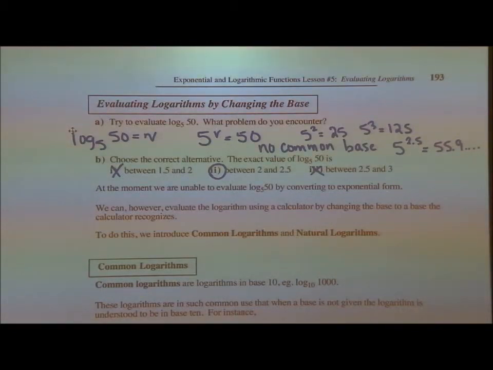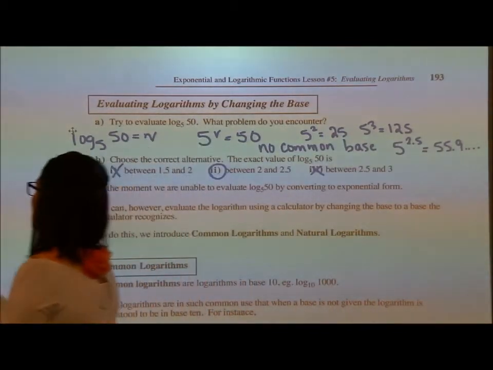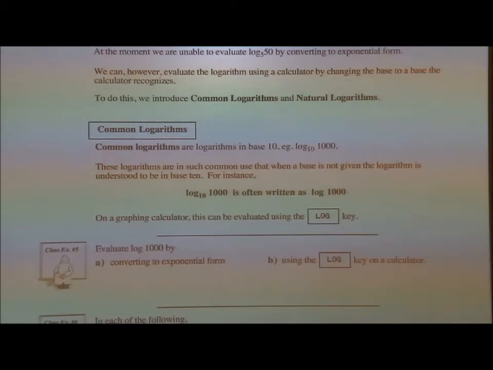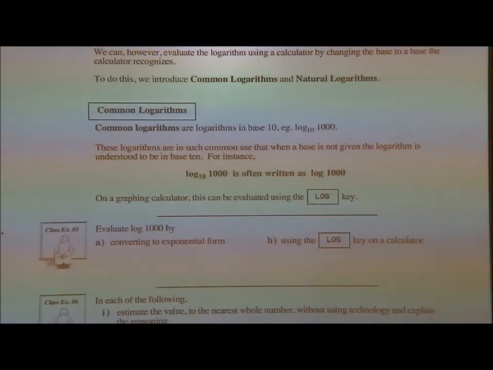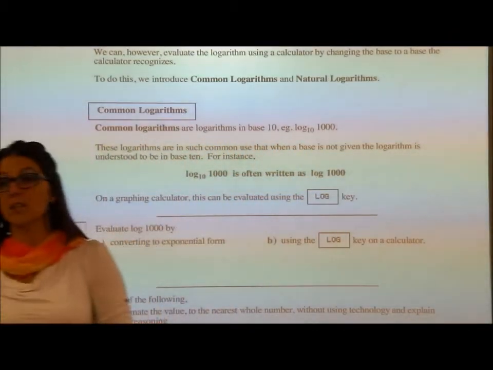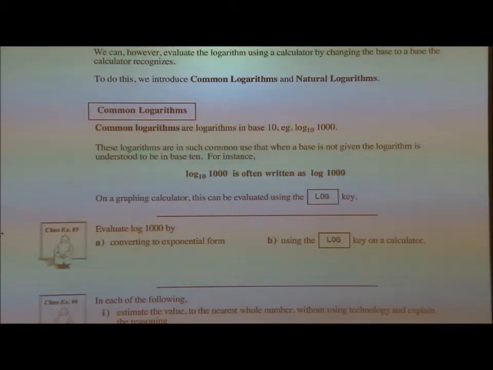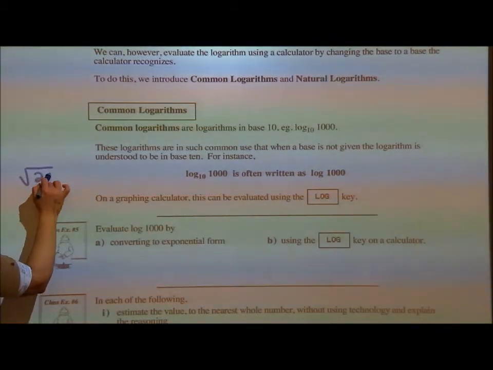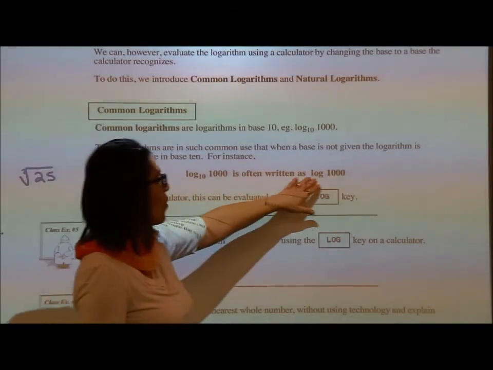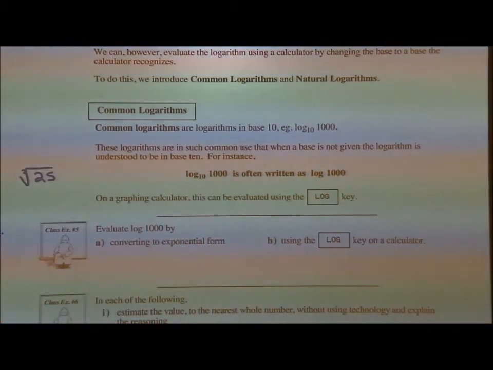So this is where we get into common logarithms and natural logarithms. So have you used logs in science, in chemistry? When you use logs in chemistry, we use common logs. We're using logs that have a base of 10. So log base 10 of 1,000, we often write as just log 1,000. We understand that the base is 10, much the same way as we understand that if I write down the square root of 25, the index here is 2. So if I write down log 1,000, I understand that the base has to be 10.